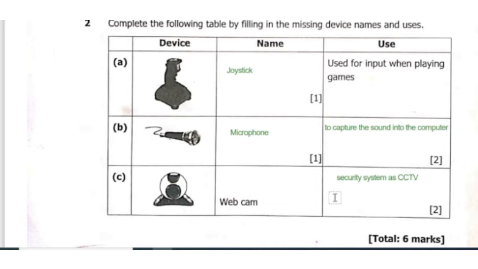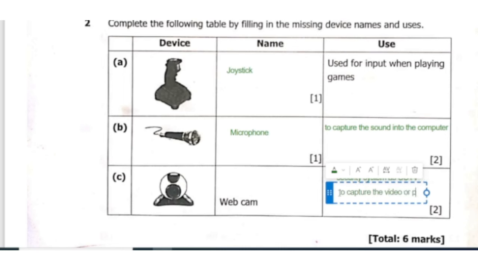Okay, the other thing is, like I said earlier on, you can also use the webcam to capture the video or pictures. To capture videos or pictures. So that's what we use a webcam for, to capture pictures, and it can also be used as a security system.